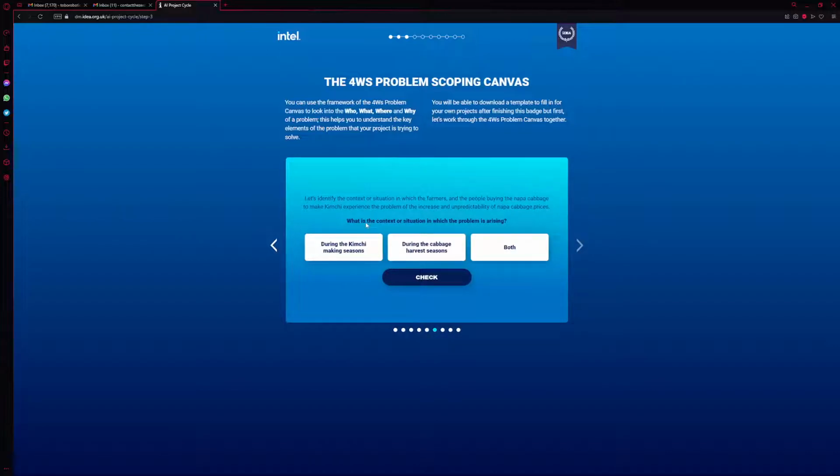So let's identify the context or situation in which farmers and people using Napa cabbage to make kimchi experience the problem of the increase and unpredictability of the Napa cabbage prices. What is the context or the situation in which the problem is arising? During the kimchi making seasons? During the cabbage harvest seasons? Both. It's both, of course.